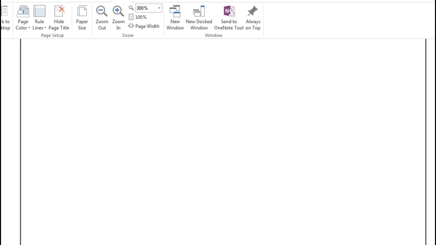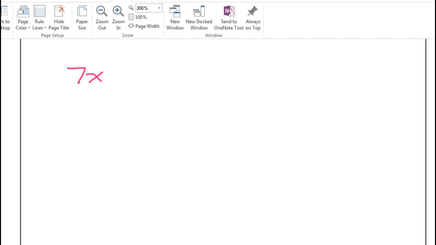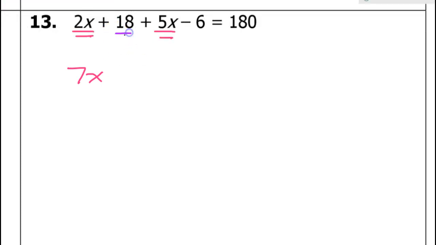Alright, again we have a couple different sets of like terms. We have 2x and 5x. Those are like terms. Together that makes 7x. And then we have 18 and -6. Together that makes 12. Alright, remember, once again, we are not doing minus 5x from both sides because they are already on the same side of the equation. And that's going to equal 180.